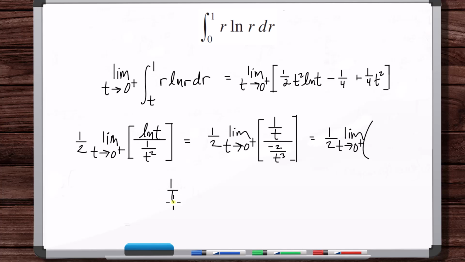All right, 1 over t times t cubed over minus 2. So minus 1/2 t squared. So we can take out the minus 1/2. And this limit is equal to 0. So this goes to 0, this goes to 0. We're left with minus 1/4. So this converges to minus 1/4.